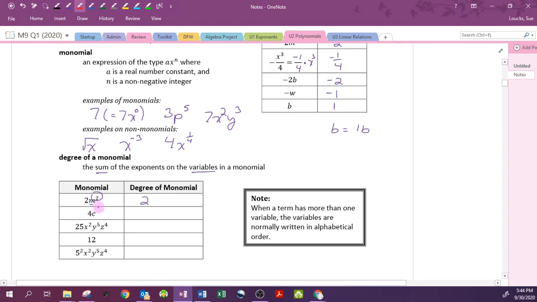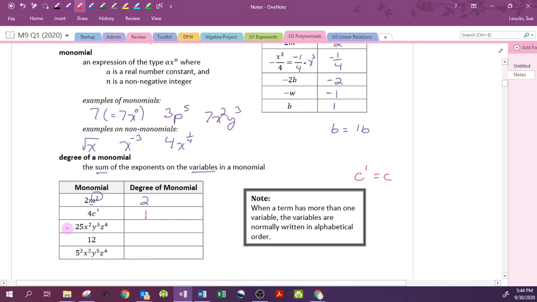For c, there is an exponent of 1 there, right? Because c to the 1 just equals c. We just don't usually write the 1 there, but there is a 1 there, so the degree of that term or that monomial is 1.